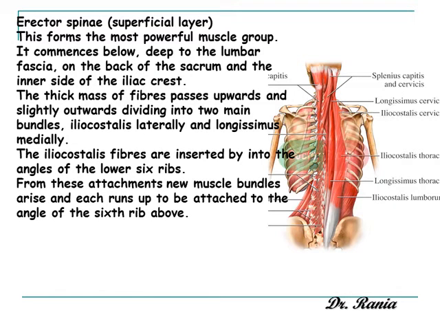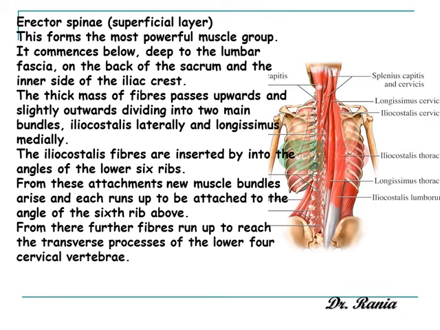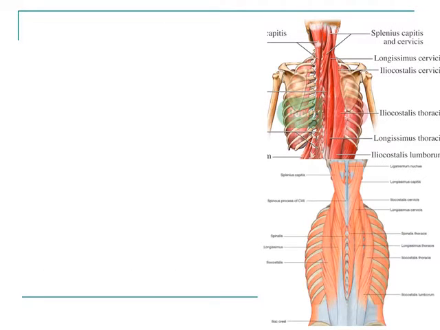Then, starting from this new attachment, the lower six ribs, till the angle of the upper six ribs, this is the second part, iliocostalis thoracis. And starting from the new part, the angle of the upper six ribs, till the transverse process of the lower cervical vertebrae, this is the third part, iliocostalis cervicis. This is the most lateral part; medial to it is the longissimus muscle.